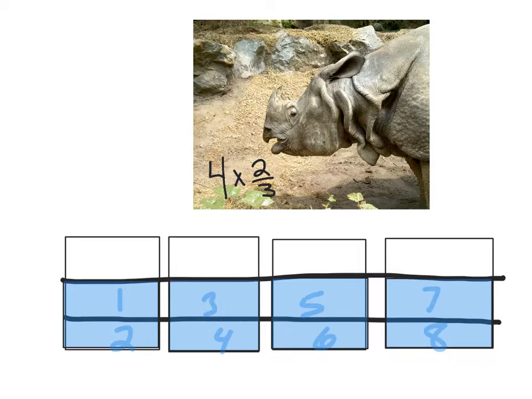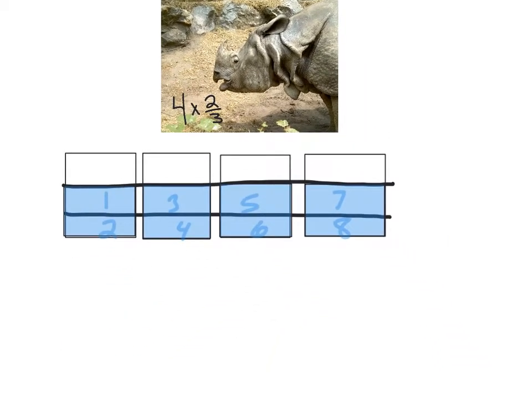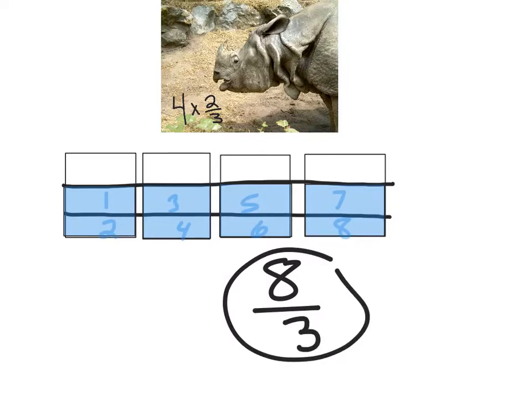And that's actually our answer, right? We have 8 thirds, right? 8 thirds is the answer. But if you notice here, it's top heavy or improper, which means I can change it into a mixed number. And let's go ahead and do that right now.